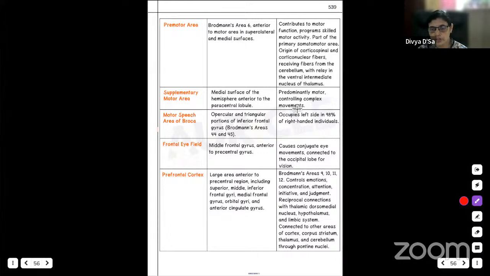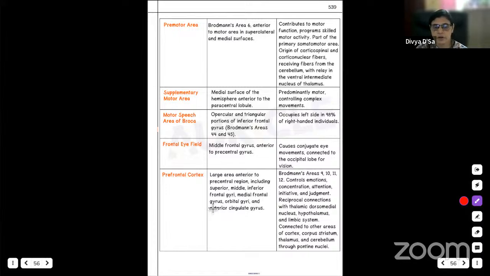So it causes conjugate eye movements, and it is connected to the occipital lobe, frontal lobe. That's what I told you, so it controls voluntary movements of the eye. It is controlled by the frontal eye field.